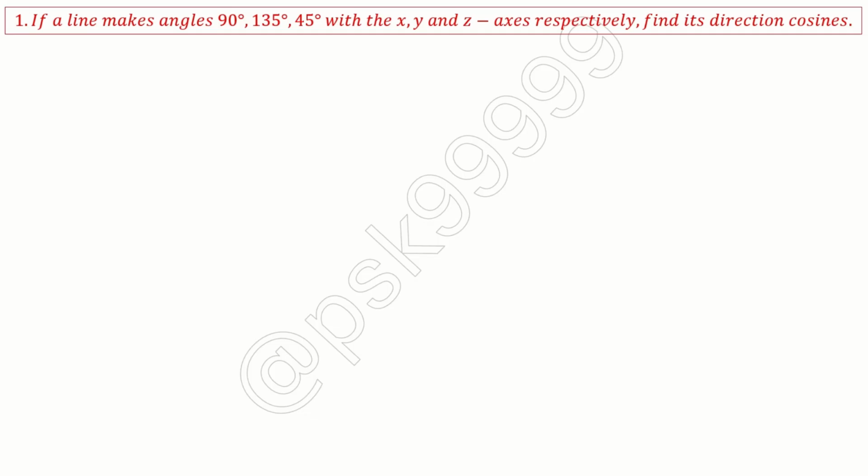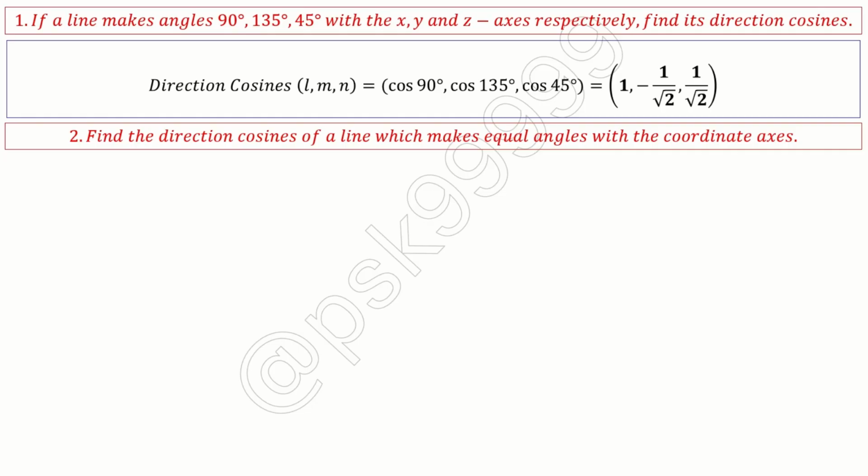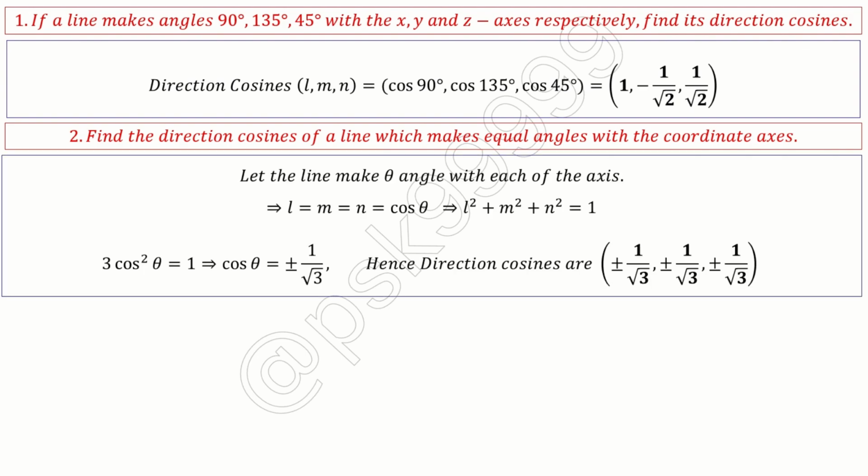This is a straightforward question where you'll apply cos 90, cos 135, and cos 45. Next, find the direction cosines of a line which makes equal angles with the coordinate axes. If they are making equal angles with the coordinate axes, then l equals m equals n, which is equal to cos theta, and we know that l square plus m square plus n square equals 1. So 3 cos square theta equals 1, or cos theta equals plus or minus 1 by square root of 3. So the direction cosines are plus or minus 1 by root 3, plus or minus 1 by root 3, and plus or minus 1 by root 3.